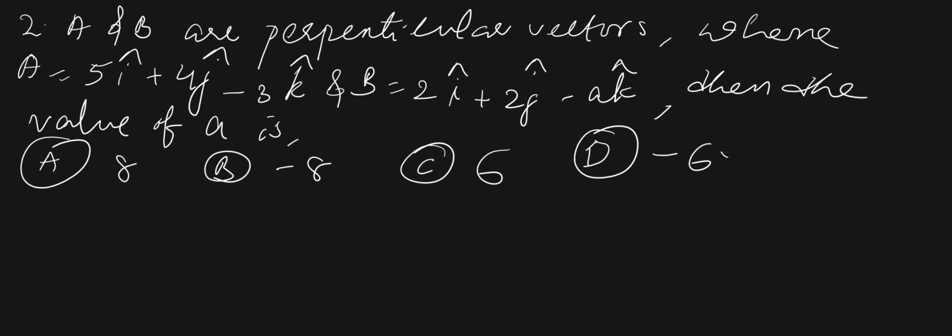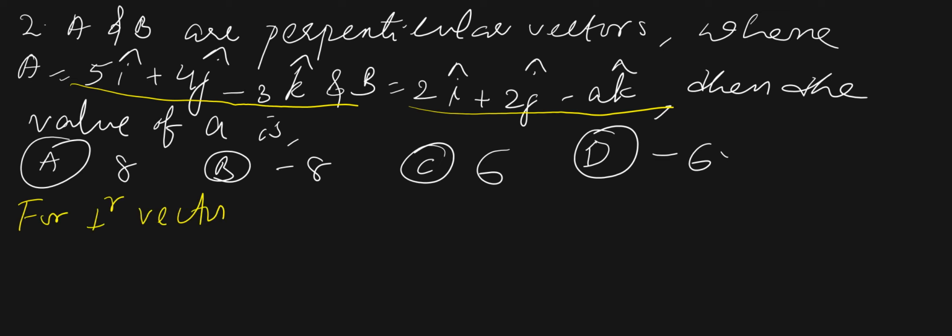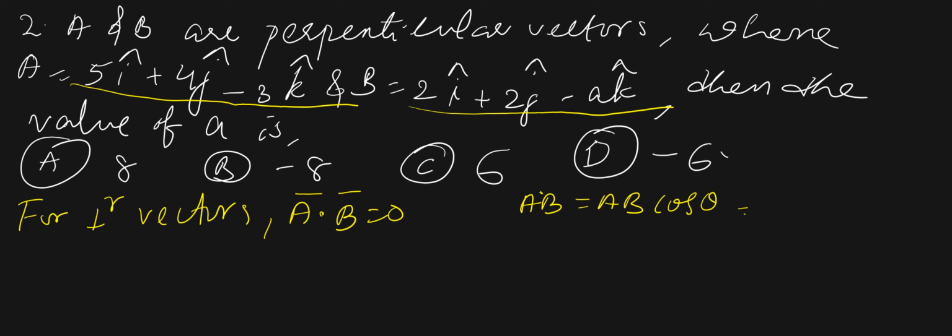A and B are perpendicular vectors where A equal to 5i plus 4j minus 3k, B equal to 2i plus 2j minus ak, then the value of a is. We know that for perpendicular vectors, we can write A dot B equal to 0, because we already know that A dot B is AB cos theta, that is for perpendicular vectors, cos 90 is 0, so it is 0.